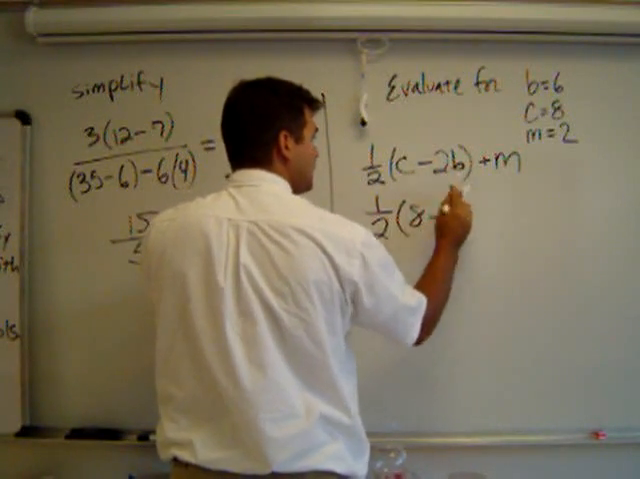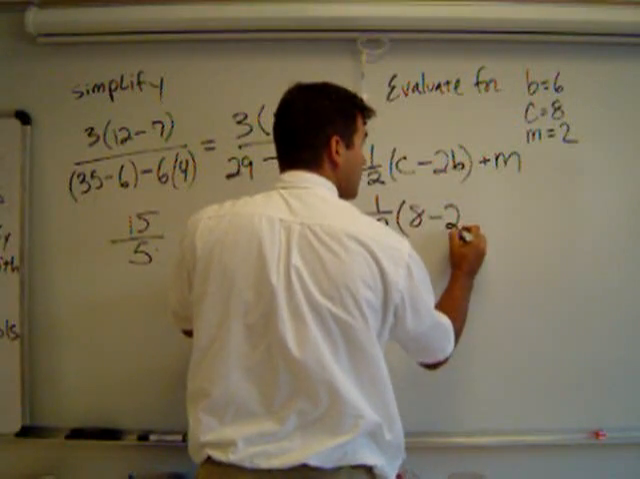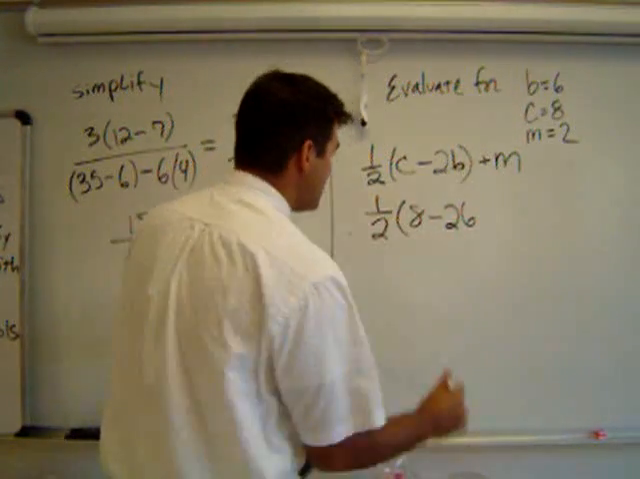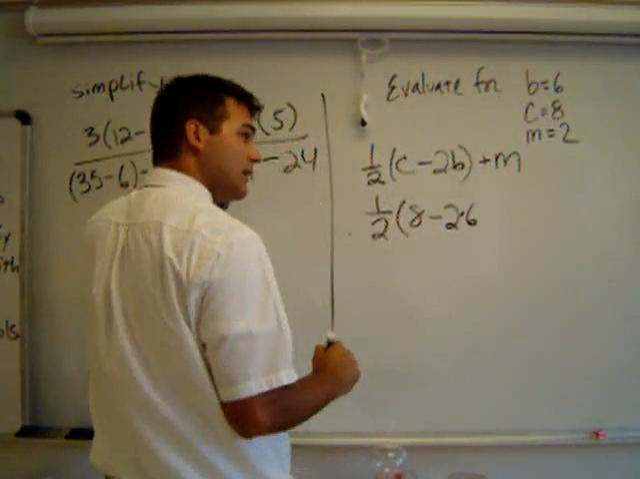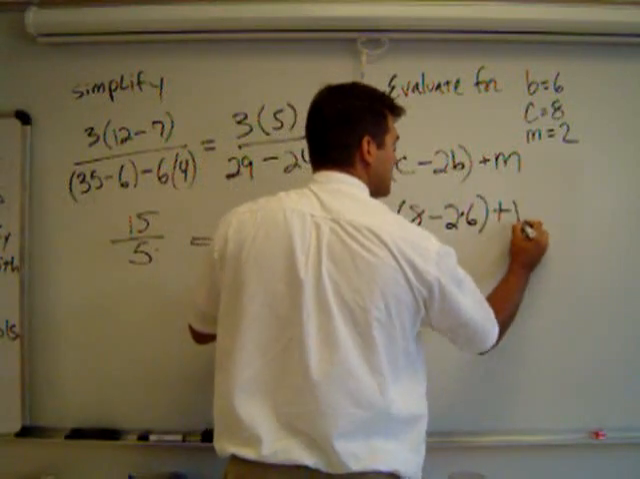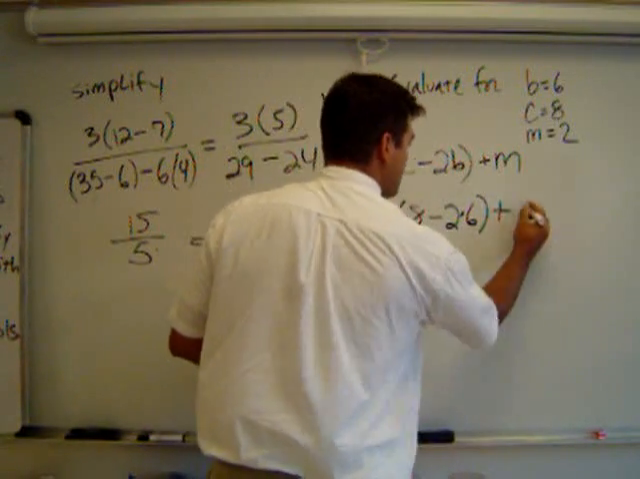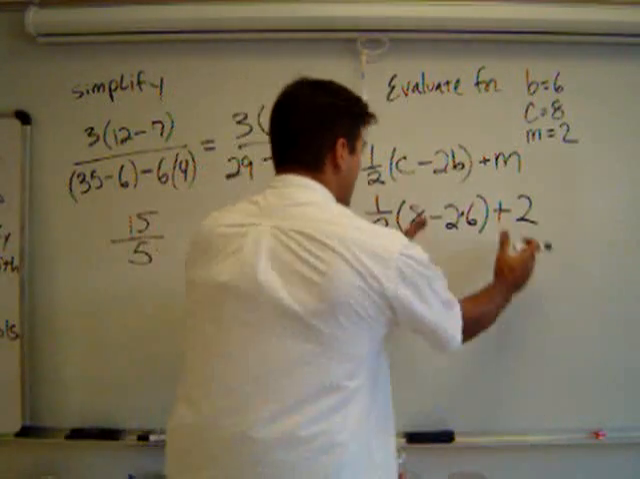1/2 of (8 minus 2 times, I'll remember this, we do not write 26, do we? 2 next to a B means multiplication. It's 2 times 6, okay? Plus M. Oh, not M. What am I doing? Plus 2. Now I look in, and I take care of my grouping symbols. Look for the parentheses. Here, I got to work in here first.